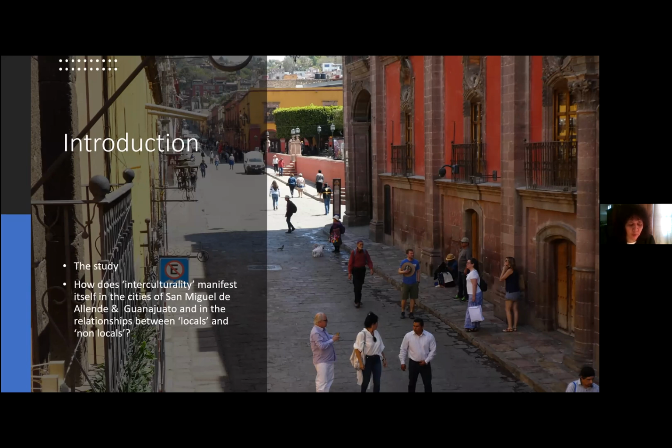So the research question was, how do language and intercultural communication manifest in the cities of San Miguel de Allende and Guanajuato, and in the relationships between locals and non-locals? We will argue that interculturality is somehow suspended. But let me first provide a brief description of the context of the investigation.